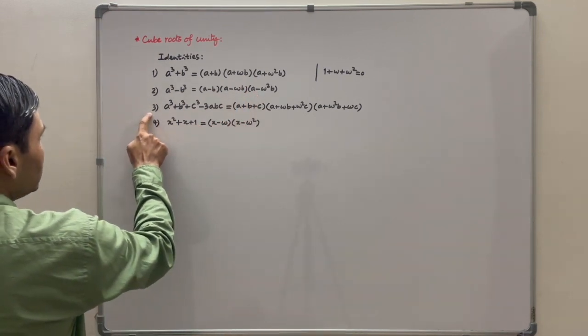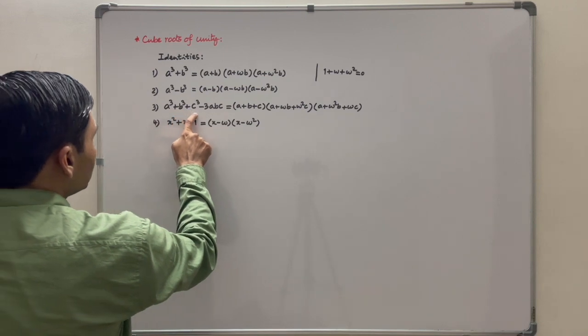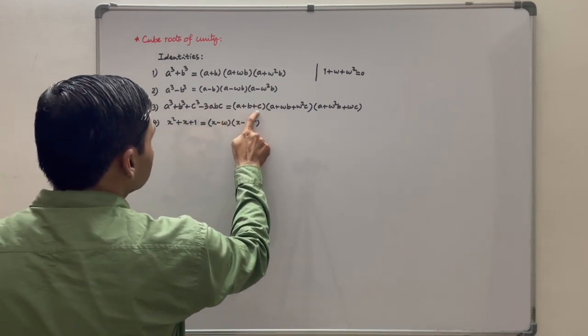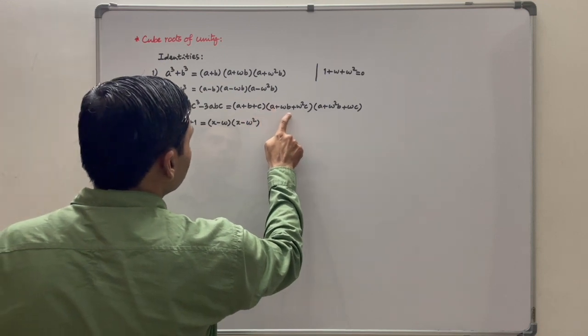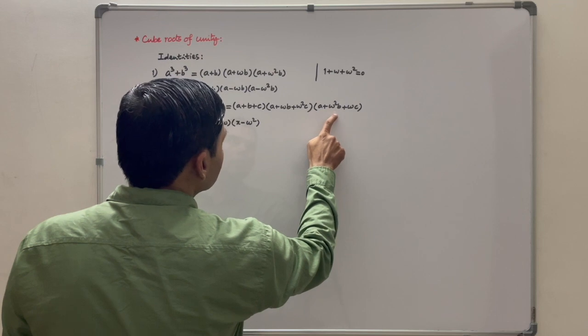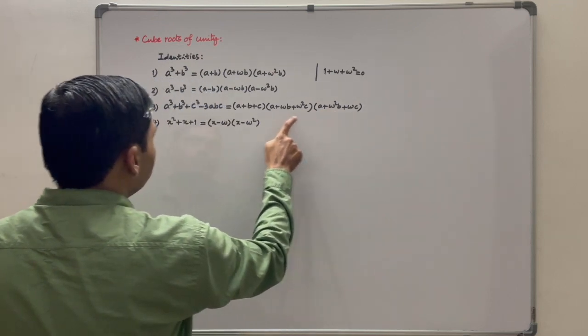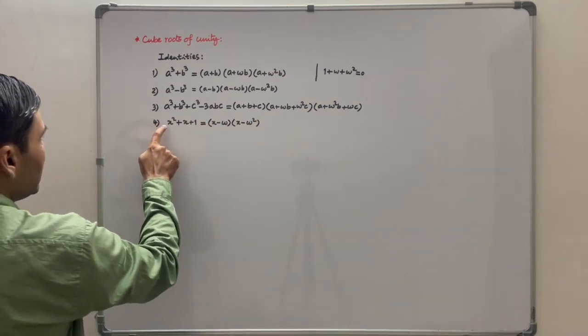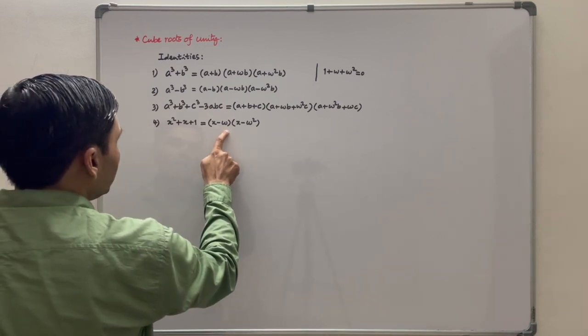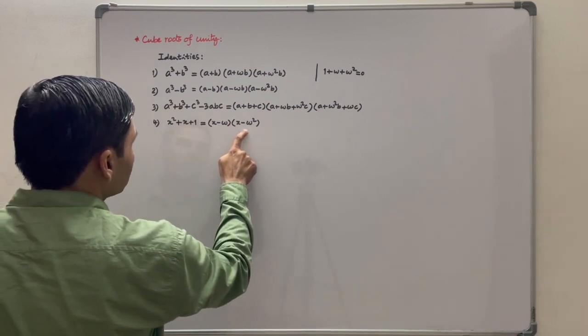Third identity is a cube plus b cube plus c cube minus 3abc is equal to (a plus b plus c) into (a plus omega b plus omega square c) into (a plus omega square b plus omega c). Fourth identity is x square plus x plus 1 is equal to (x minus omega) into (x minus omega square).